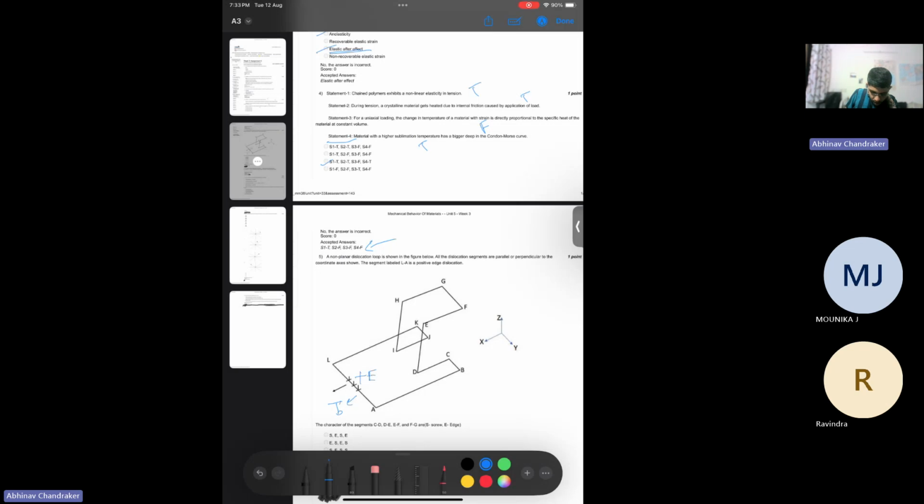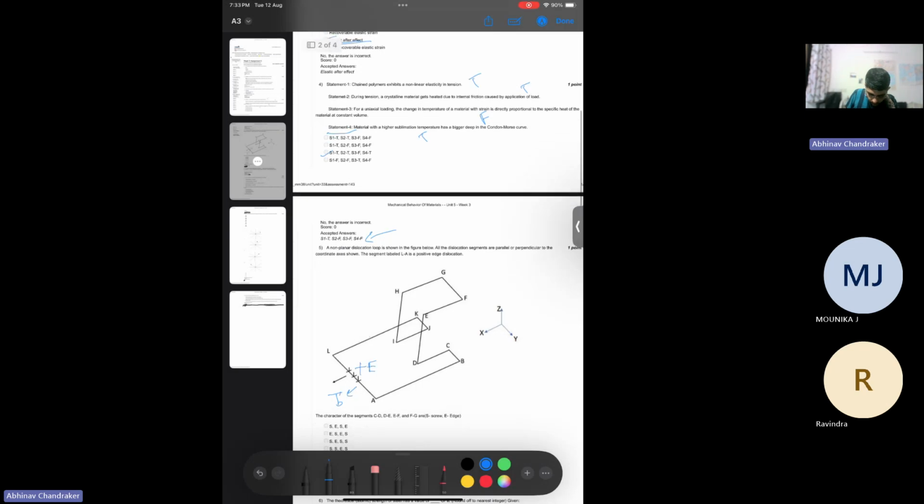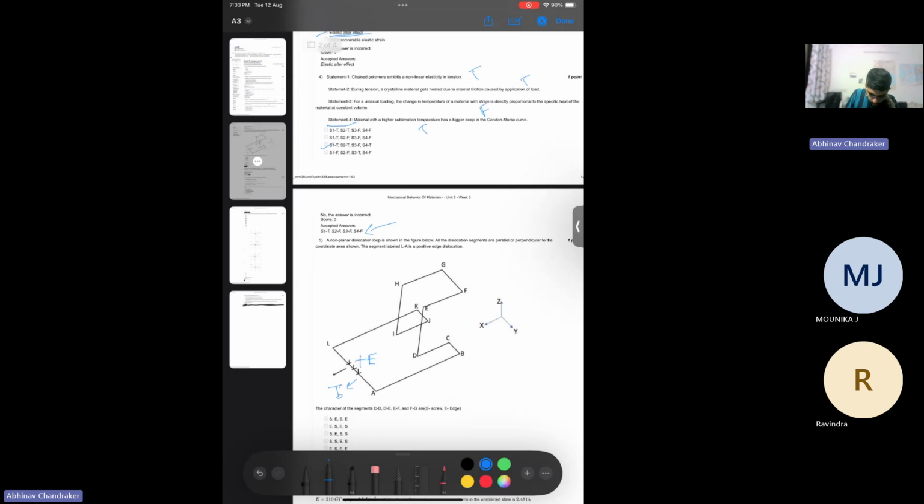Here we have been asked about the segments, so let's do it for all the components. So LK will be screw, because the whole dislocation will always have a single Burgers vector. So even this LK component will have the Burgers vector in this direction, parallel to the dislocation line. So screw. AB will also be screw, screw, screw. All those which are parallel to LA will be edge.